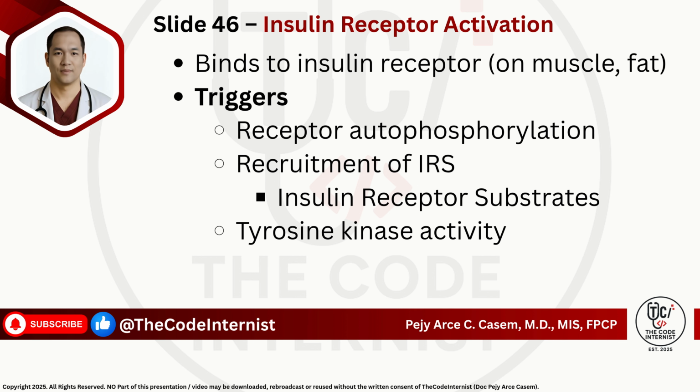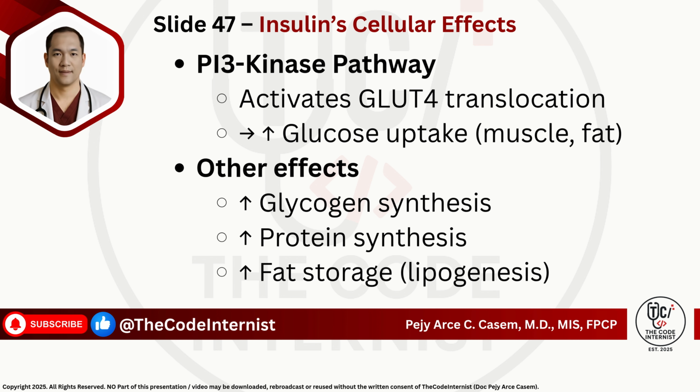Once insulin reaches the body's cells, it binds to the insulin receptor on surfaces like muscle or fat cells. This binding triggers a series of events, starting with tyrosine kinase activity. The receptor activates itself through autophosphorylation and pulls in helper molecules called IRS, or insulin receptor substrates. These are the messengers that carry insulin's instructions deep into the cell. One of insulin's most important effects is through the PI3 kinase pathway, which tells the cell to bring GLUT4 transporters to the surface. These are the gates that let glucose in.